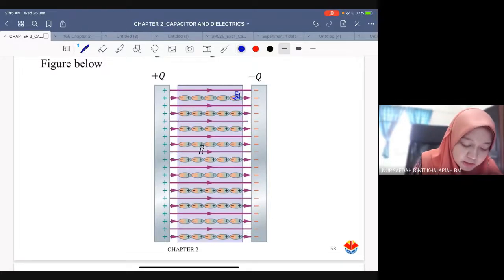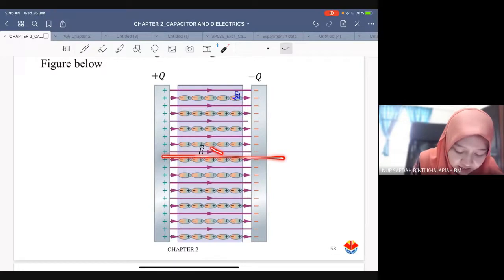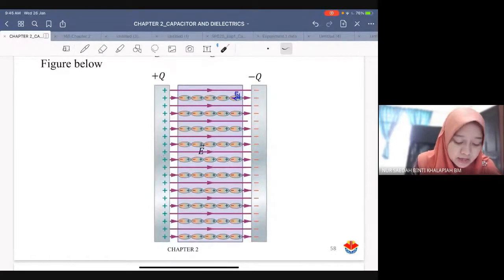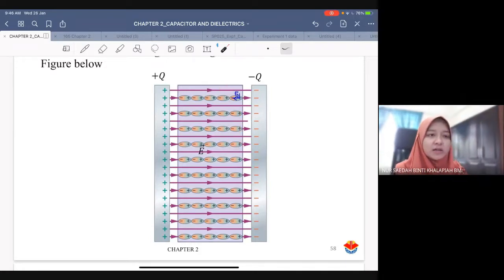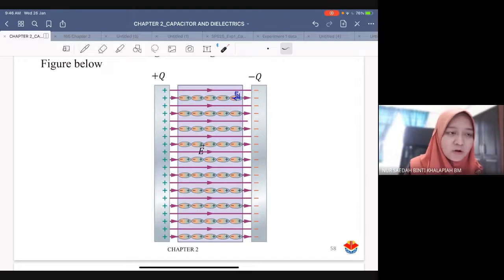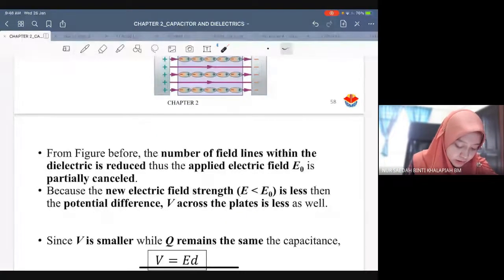Madam ulang semula. Kita ada electric field from the capacitor which is to the right, dan kita ada sikit-sikit electric field from dielectric which is to the left. Tapi sikit-sikit je. Siapa punya electric field yang kuat? Of course daripada capacitor.